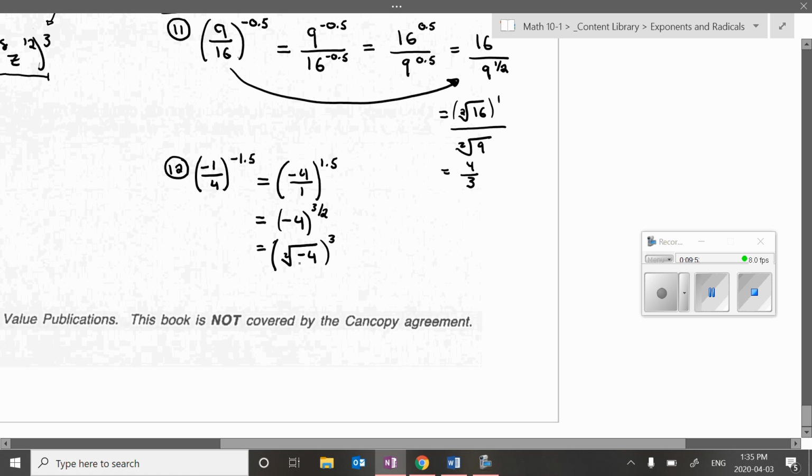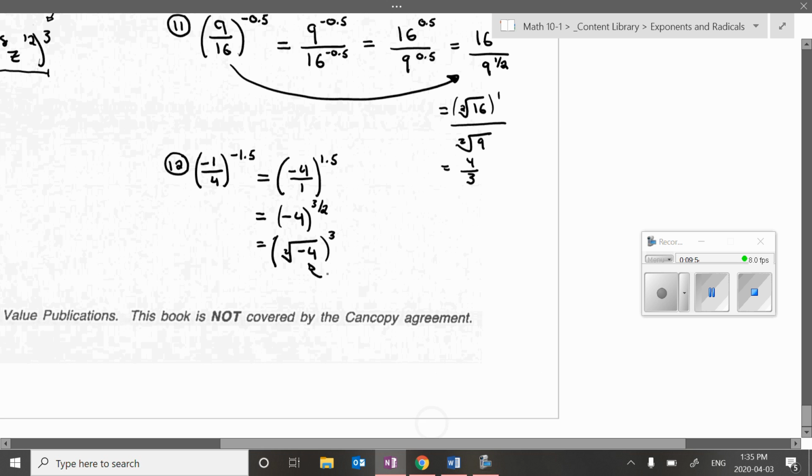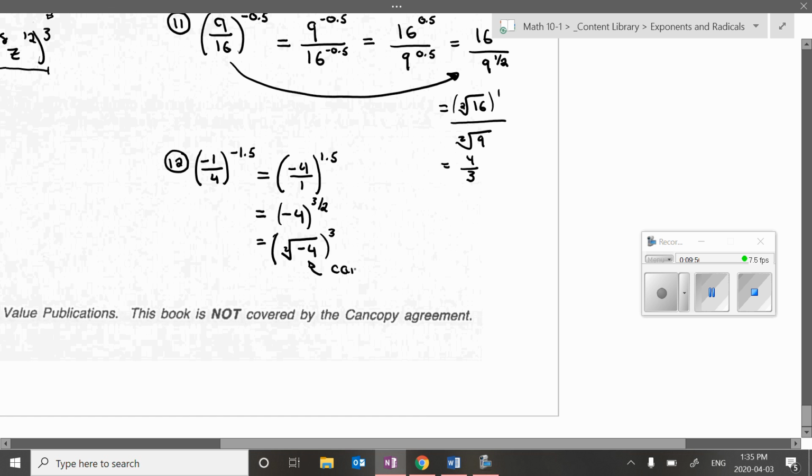Can I take the square root of a negative? No. So this answer does not exist. So therefore, we say it does not exist. Or if you would like, you could write DNE.